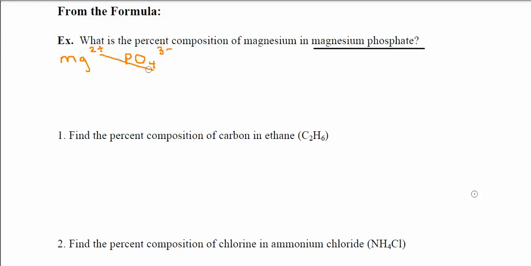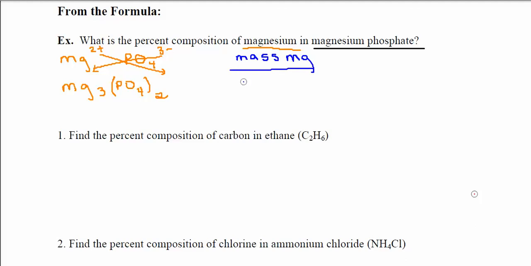So if I cross my charges, because magnesium phosphate is an ionic compound, its net charge should be 0. That's why I crossed my charges. Magnesium phosphate would have a formula of Mg3(PO4)2. I've got to put the PO4 in parentheses since I want 2 PO4s. All right, so that's my formula. Now, it's asking for the percent composition of magnesium. Before I actually start with numbers, that's telling me I'm going to want the average atomic mass of magnesium, and I'm going to divide that by the total mass of my compound.